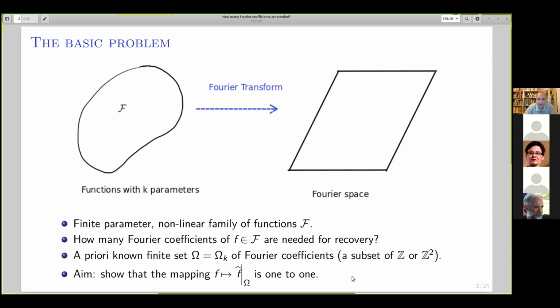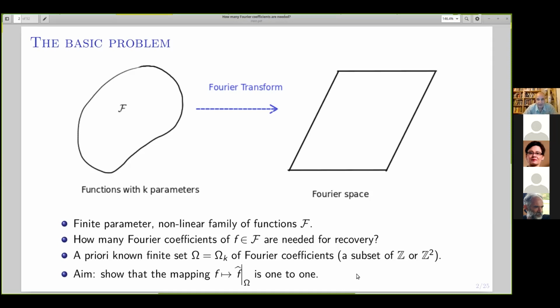Now, there is of course the more practical or more applied question related to this theme, which is not only to have this map be 1-to-1, but also to have a way of going back, to recover f numerically or algorithmically given the Fourier coefficients on omega. We're not going to deal with this at all, although it is clearly very important. We expect that in many cases the methods that we are going to show can be converted to algorithmic inversions, but we're not going to deal with it.